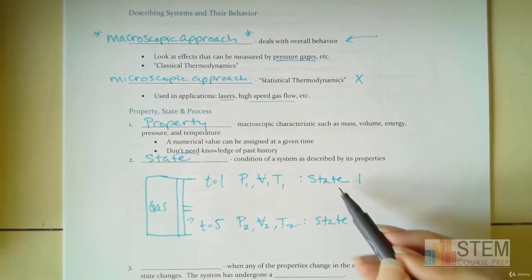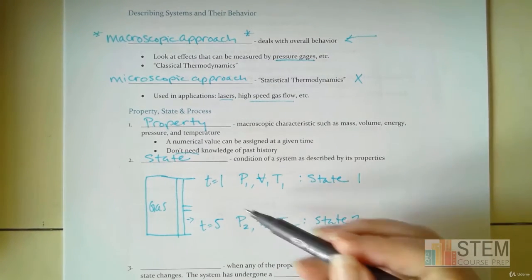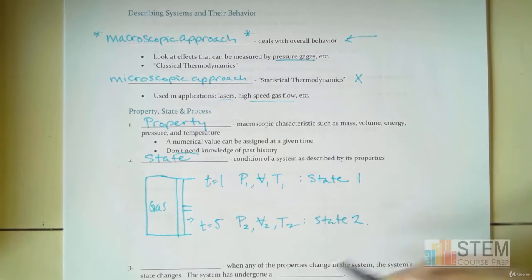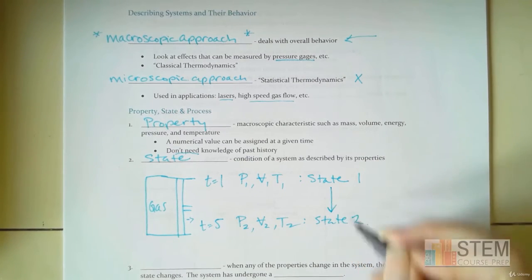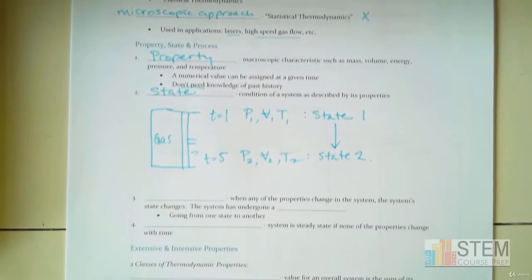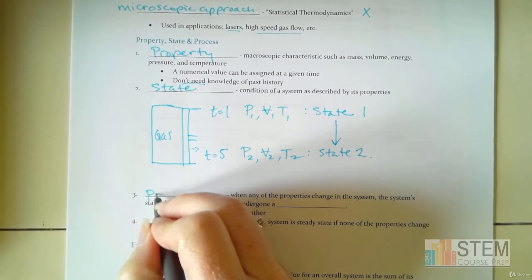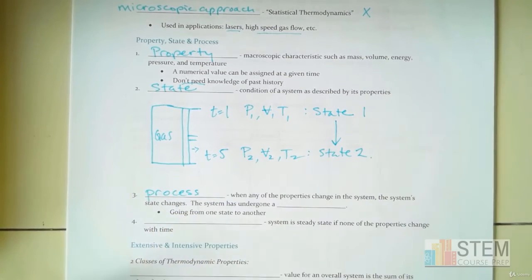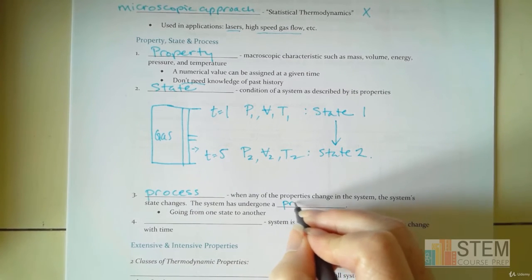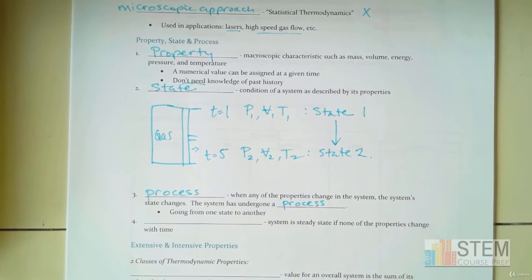Now here I went from state 1 to state 2. My pressure is going to change, volume is going to change, etc. So I'm going from here to here. This is going to be called a process. A process is when any of the properties change in your system, and then that's going to make the system's state change. So we say the system has undergone a process. All that means is you're going from one state to another state.